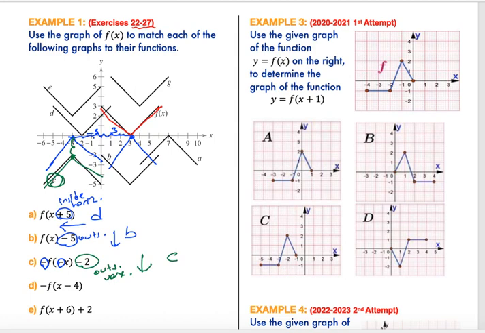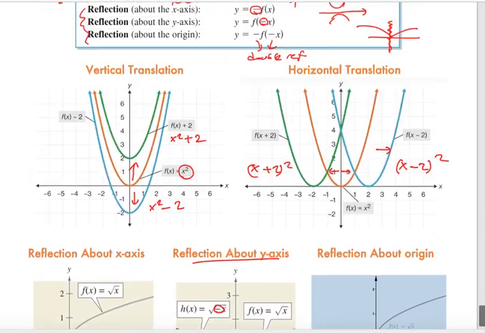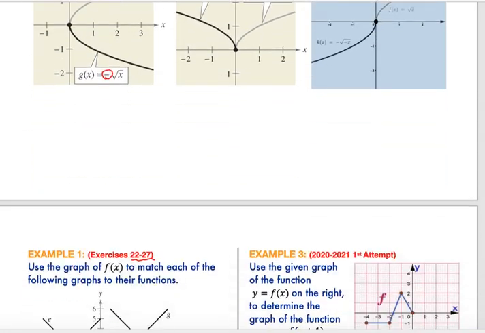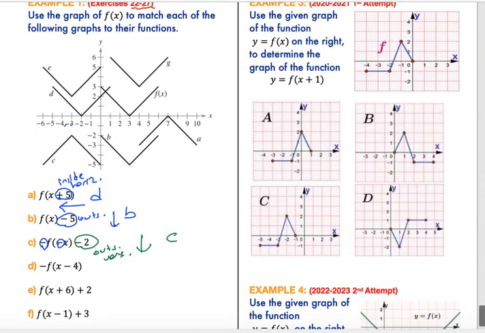Okay, so there are a lot of things going on here: reflection, translation, all together. Another one, minus, again we have reflection. What kind of reflection do we have here? Minus is outside. Let's take a look at the rules. If minus is outside, what kind of reflection we have? If minus is outside, we have reflection around x-axis. So let's reflect it around x-axis first.